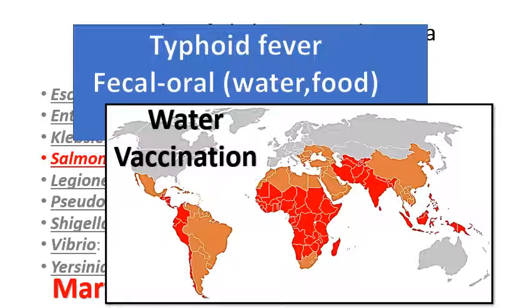It depends on where you live and whether there's a possibility of exposure. Salmonella typhi is spread through the oral-fecal route, so it can contaminate water or food. If you live in any of these areas, you have to be concerned about it. But it doesn't necessarily mean you have to be vaccinated, although you can be vaccinated against it.